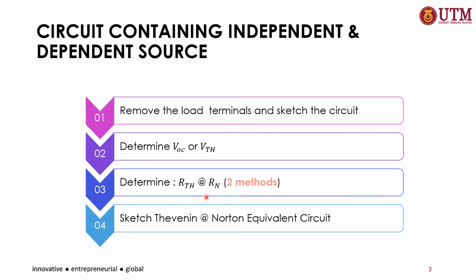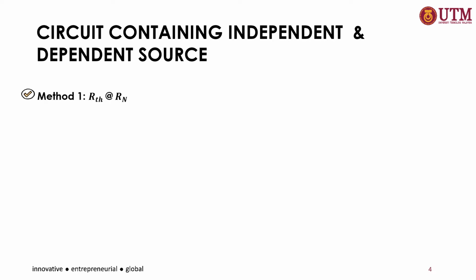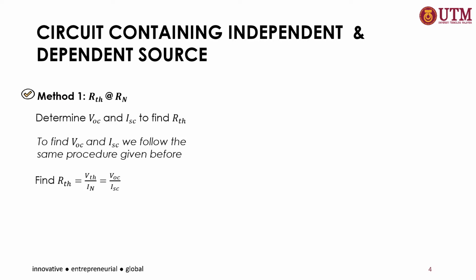For this one, we have two methods to find the RTH. Method one to find the R equivalent, R Thevenin and R Norton, is you need to find the V open circuit and the I short circuit. To find the VOC and ISC, we follow the same procedure given before. And RTH is equal to VTH divided by IN, or V open circuit divided by I short circuit.